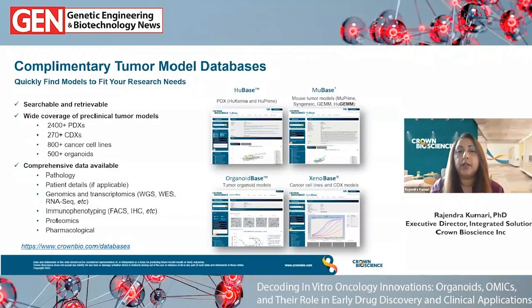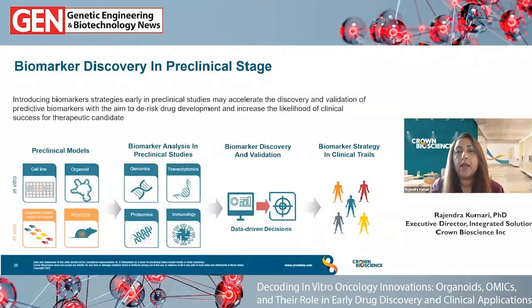And these are so you can register online, you can search through a wide range of tumor models. So we cover PDXs, cell line models, xenografts, organoids. The data includes pathology, patient details, next generation sequencing, proteomics of certain models, histology and pharmacology. And so for in vitro organoids, you would be looking at organoid base, and then for the cell lines, you would be using xenobase. So take a look at these. This is really useful information to give you a bit of background as to those specific models.